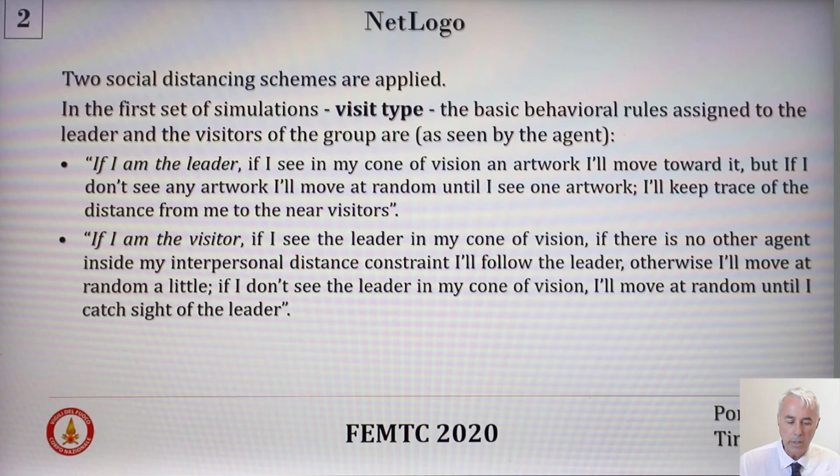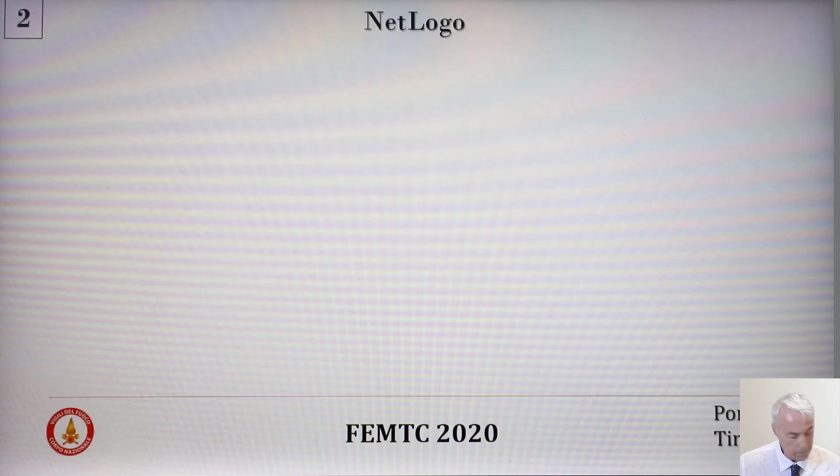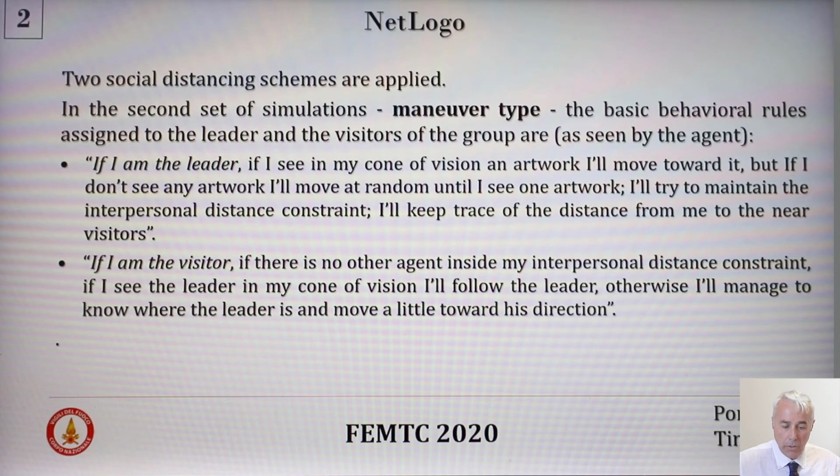I keep trace of the distance from me to the near visitors. If I am the visitor of the group, if I see the leader in my cone of vision, if there is no other agent inside my interpersonal distance constraint, I'll follow the leader. Otherwise, I'll move at random a little. If I don't see the leader in my cone of vision, I'll move at random until I catch sight of the leader. In the maneuver type of simulation, there is more attention to trying to maintain the interpersonal constraint distance.